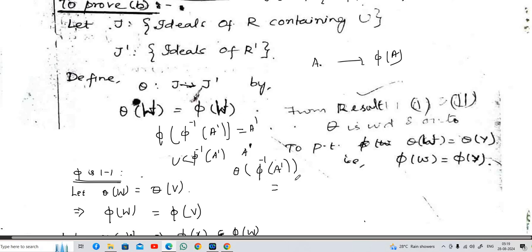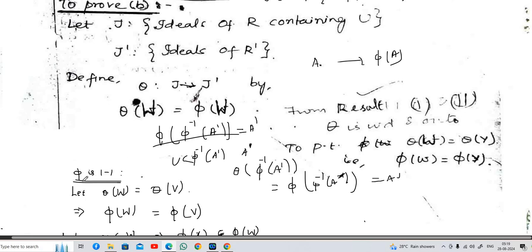But theta, how is it defined? Theta is defined in this way, phi of phi inverse of A prime. But phi of phi inverse of A prime is A prime. So you started with A prime in the codomain and you have come back again to A prime. So by just mentioning that phi inverse of A prime is the preimage, you are able to come back to A prime itself. So your theta is onto.